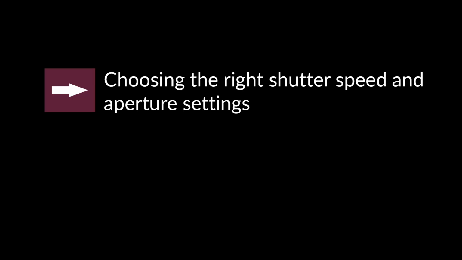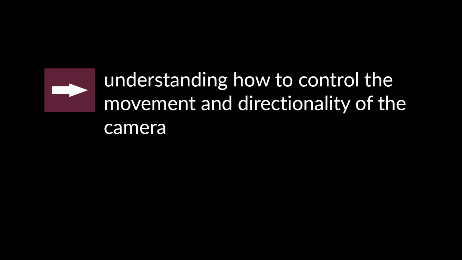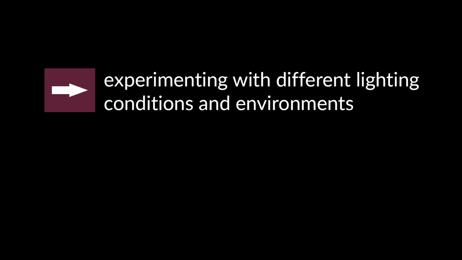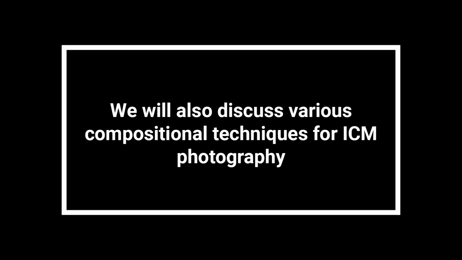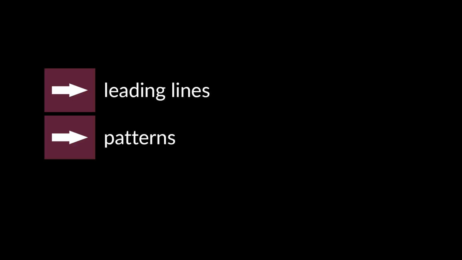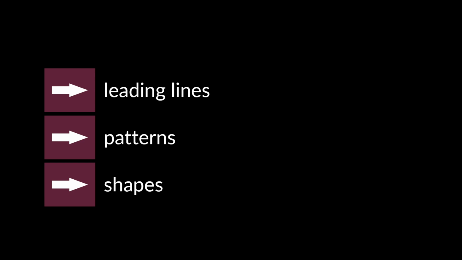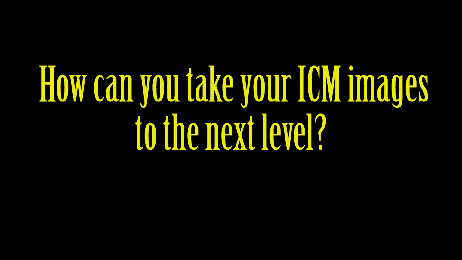This video will explore advanced techniques for mastering intentional camera movement to create stunning abstract images. We will cover topics such as choosing the right shutter speed and aperture settings, understanding how to control the movement and directionality of the camera, and experimenting with different lighting conditions and environments. We will also discuss various compositional techniques for ICM photography, such as using leading lines, patterns, and shapes to create a sense of movement and depth in the image. So, how can you take your ICM images to the next level?